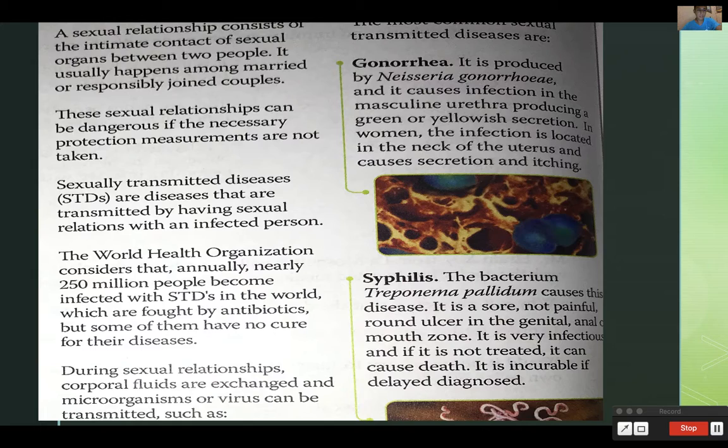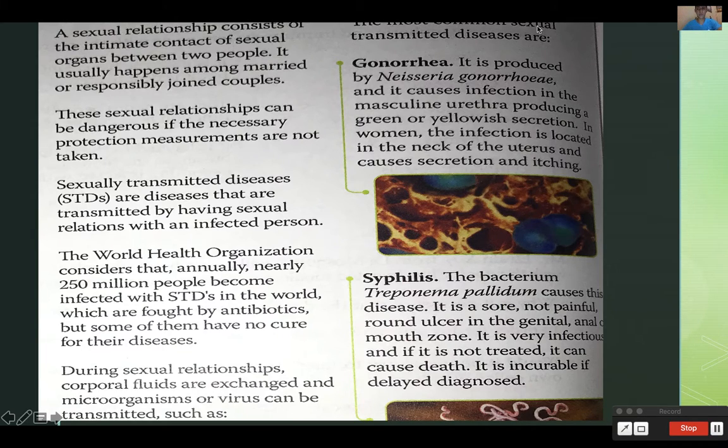During sexual relations, the corporal fluids are exchanged, and microorganisms or viruses can be transmitted, such as the most common sexually transmitted disease viruses. Durante el acto sexual, muchos fluidos corporales son intercambiados, así como microorganismos y virus que pueden ser transmitidos.